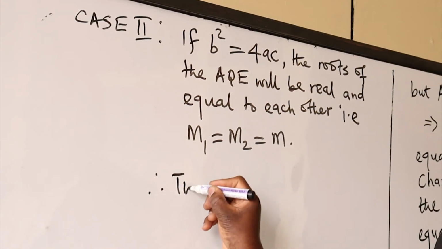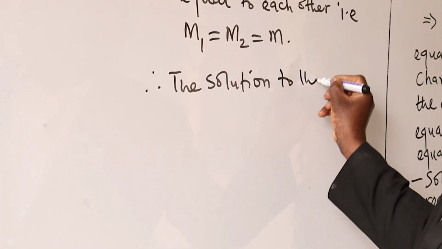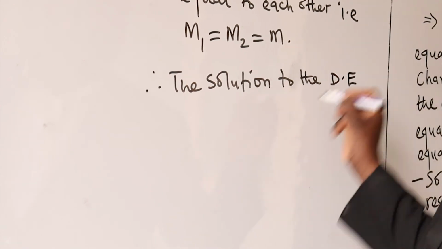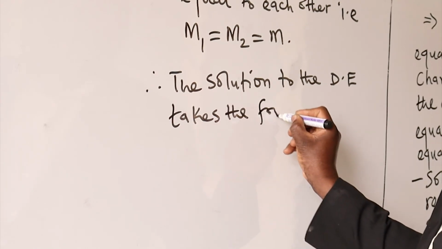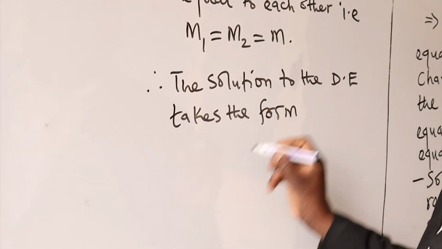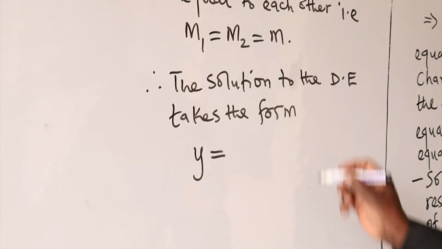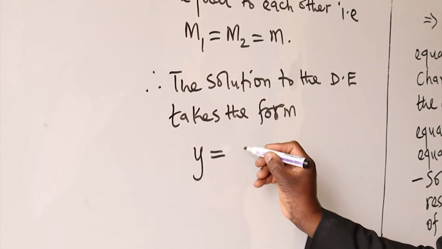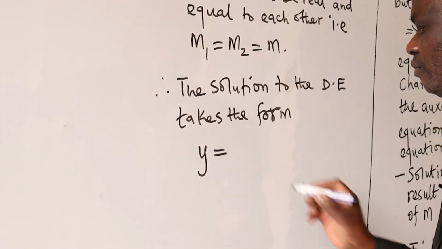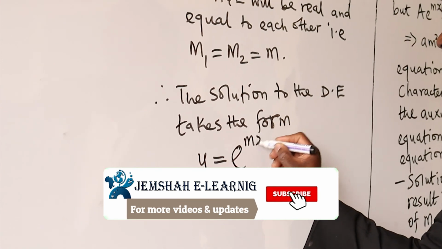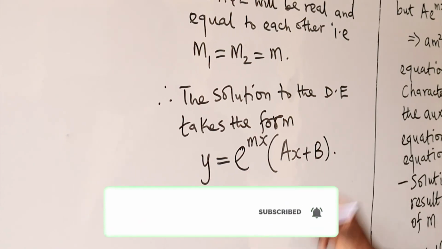Therefore, the solution to the DE takes the form y is equal to e power mx into (Ax plus B).